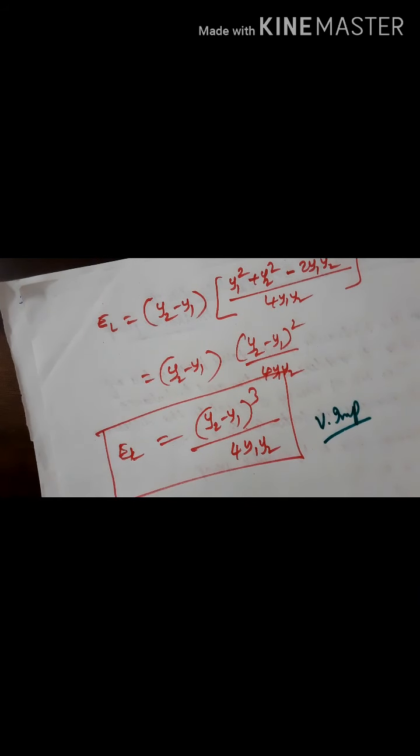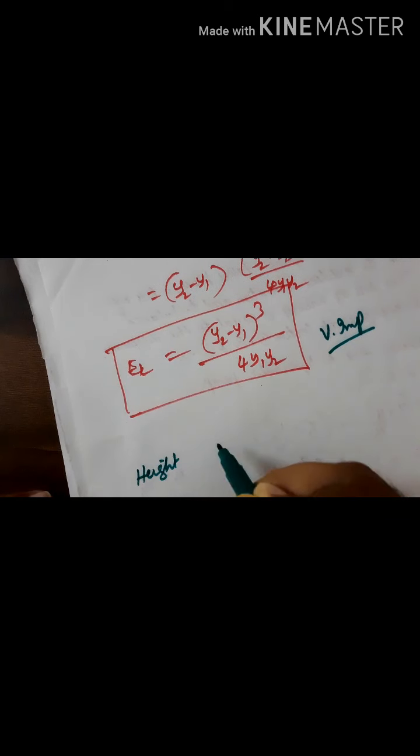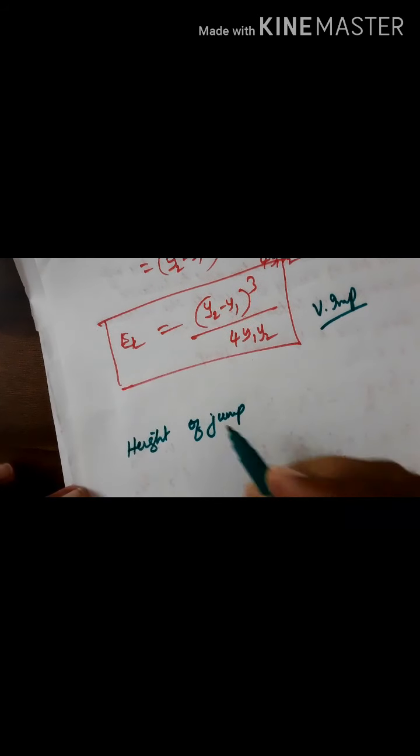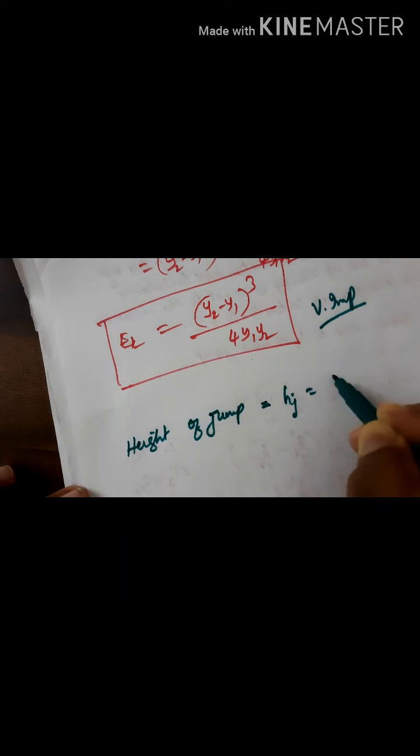Many a times the question will be asked, derive an expression for energy loss due to hydraulic jump, that is y2 minus y1 whole cube divided by 4y1 into y2. Then the height of jump. Many times in a problem the question will be asked, calculate the height of jump. Then the height of jump will be y2 minus y1.